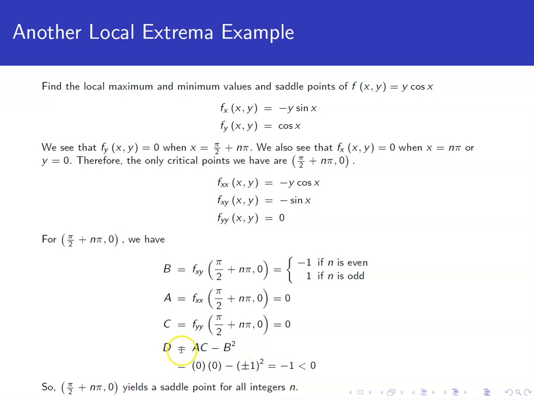So in any case, when we do this computation for our d, at every single critical point, we get a negative 1, which is negative, of course, which means that pi over 2 plus n pi, comma 0 yields a saddle point for every single critical point. So all we get are saddle points here.